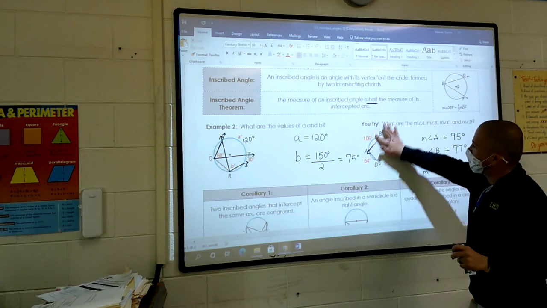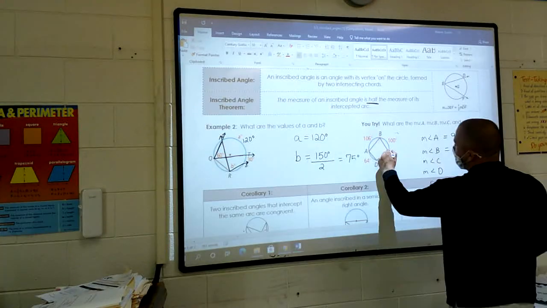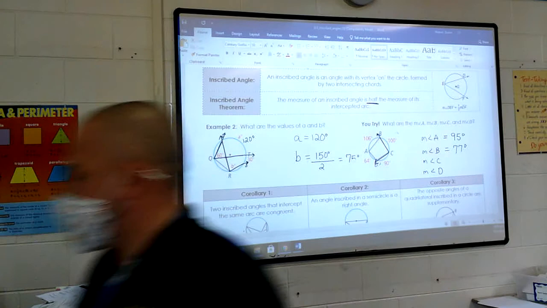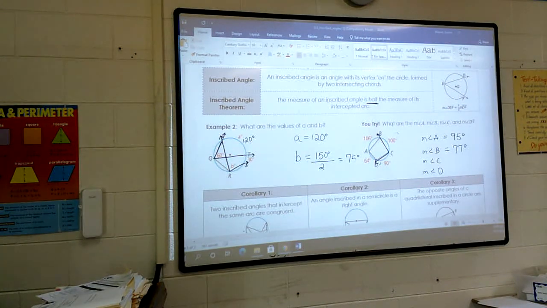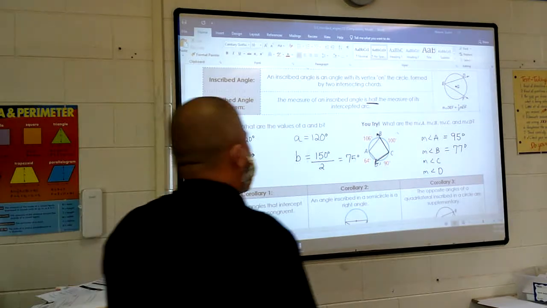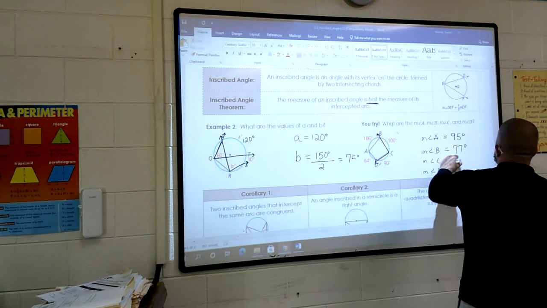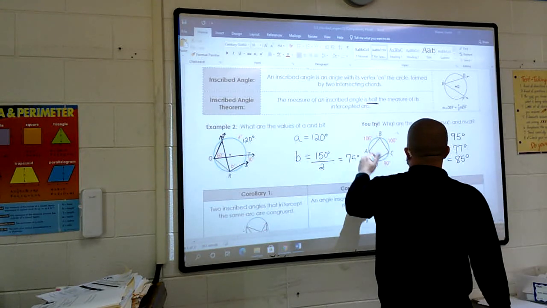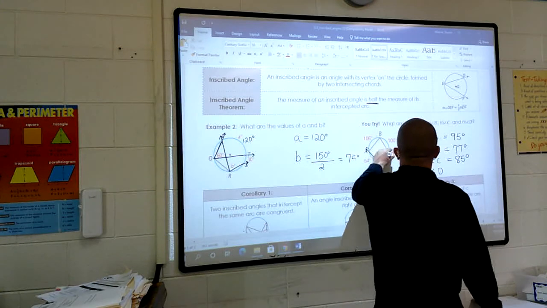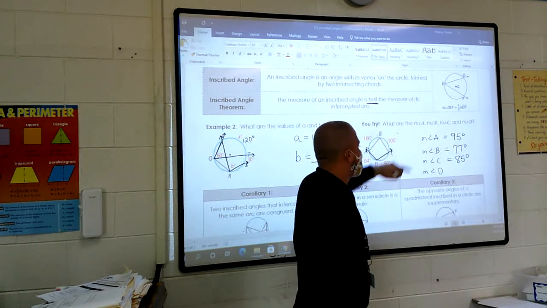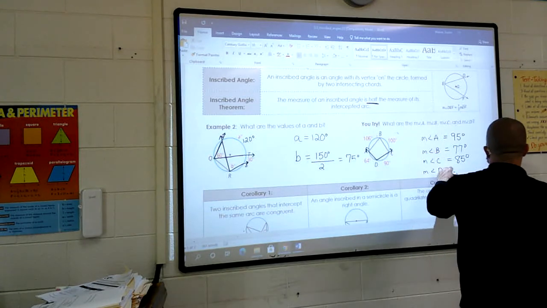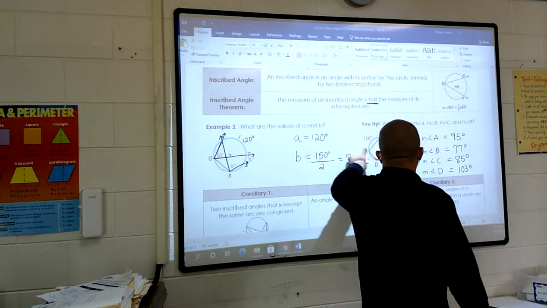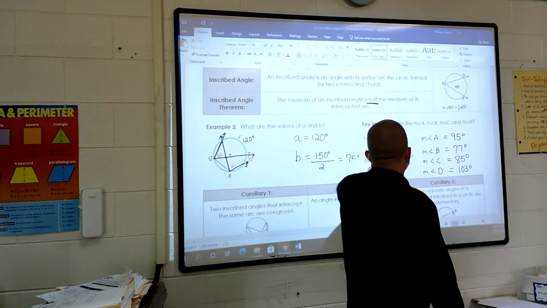That'll give me 77. So then we could go to the measure of angle C, which is half of 106 plus 64. It's half of 170. So that is what? 85 degrees. And then finally, we can go to the measure of angle D, which is half of 106 and 100. So half of 206 is 103.